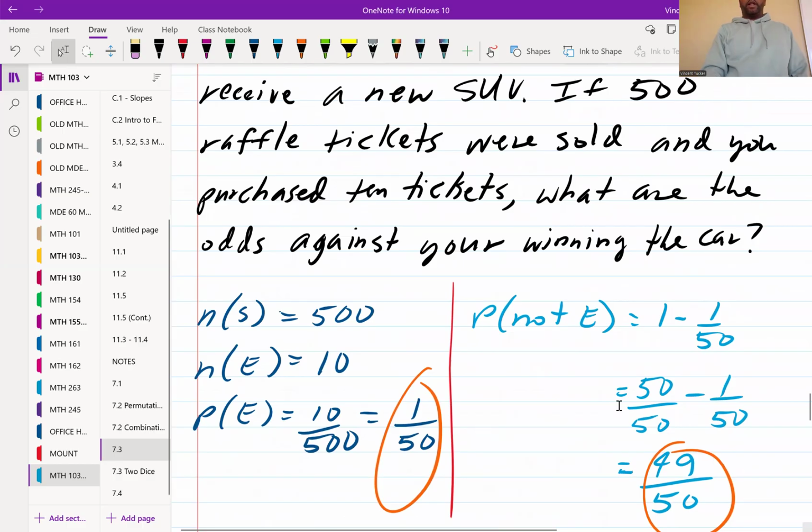And then, like I mentioned in the last example, the probability of my event not occurring, in other words, the probability of me not winning, would be 1 minus 1/50. So that 1 turns to 50/50, and 50 minus 1 up top would be 49/50.